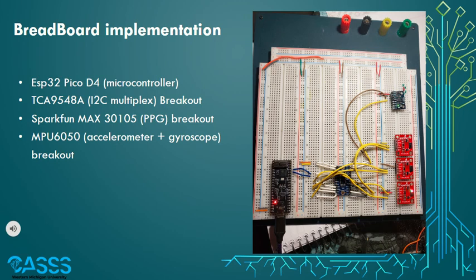Before we started designing our PCB, we implemented this on a breadboard, as shown in the picture on the right, with our ESP32 microcontroller on the far left, our I2C multiplexer in the middle, and the 3 red boards on the far right being our 3 breakout PPG boards. And then on top we have our IMU with the integrated accelerometer and gyroscope. And the breadboard implementation worked great.